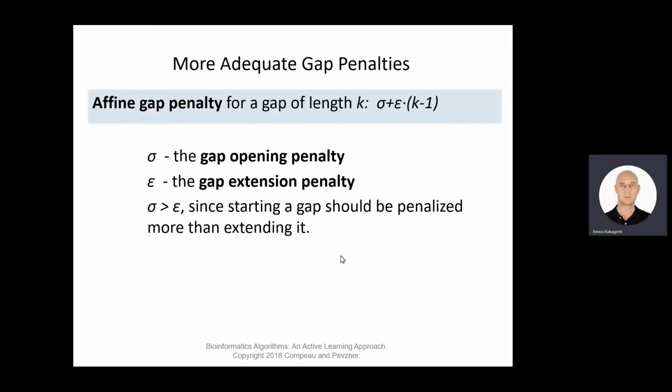We call this the affine gap penalty: for a gap of length k, sigma, that is the gap opening penalty, plus epsilon multiplied by the gap length minus 1. And clearly, sigma, the gap opening penalty, should be higher than epsilon, the gap extension penalty.